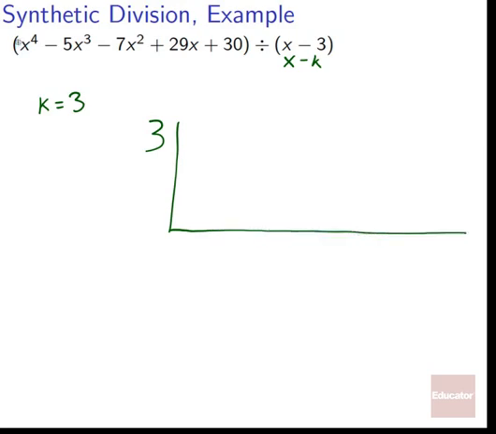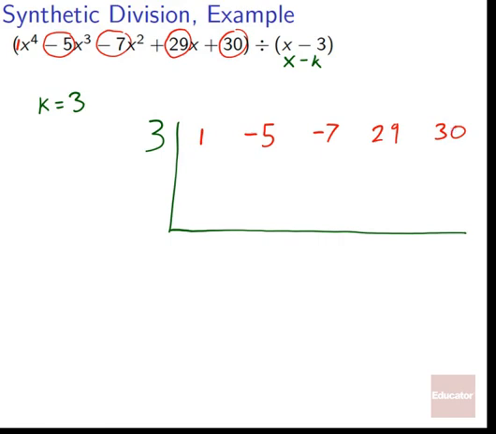Our first coefficient here is just a 1. So 1 here. What's our next coefficient? Negative 5. Negative 5 here. What's our next coefficient? Negative 7. Negative 7 here. Our next coefficient? 29. What's our next coefficient? 30. And that is our last one because we just hit the constant.